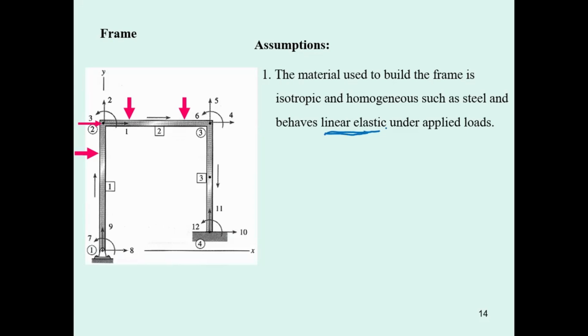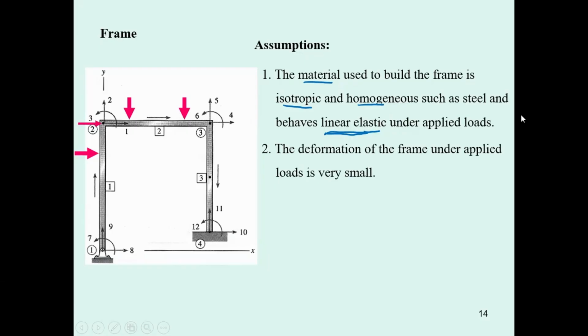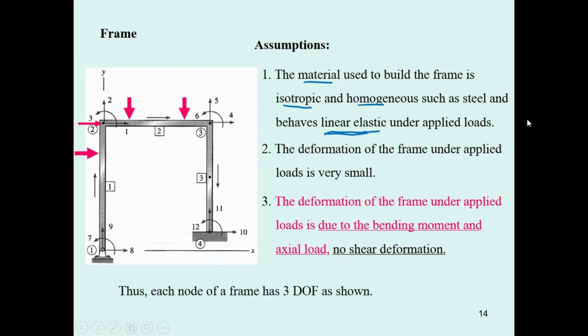Okay, and then the assumptions of our analysis, as Ajahn mentioned before: the behavior of the structure is going to be linear elastic. The material used to build the structure is going to be isotropic and homogeneous, such as steel, with small deformation. And one more thing, the deformation of the frame is going to be due to bending moment and axial load.